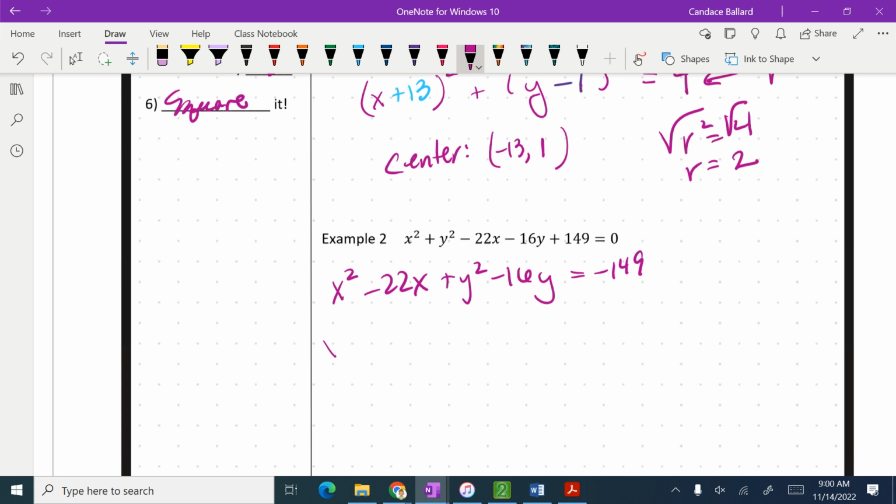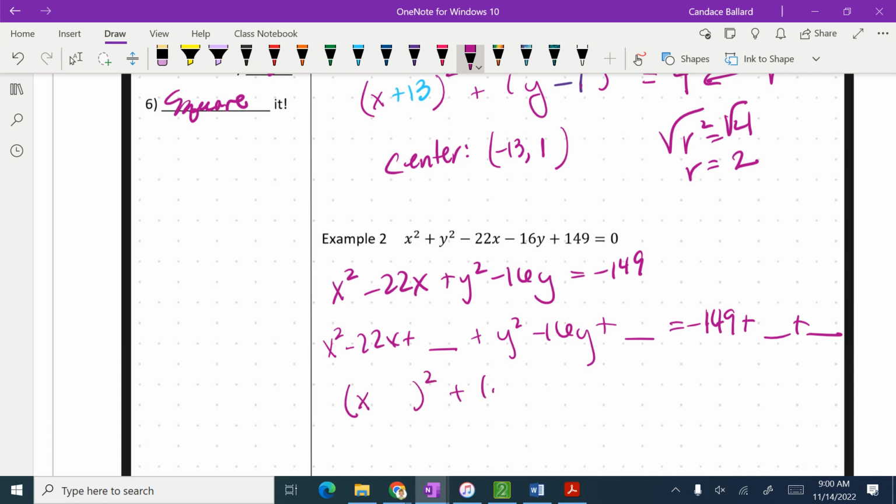All right, so we're going to go x squared minus 22x plus blank plus y squared minus 16y plus blank equals negative 149. How many blanks do we put on the right side? 2. Good. And then I'm also setting up the cheating factoring. So x something squared plus y something squared equals some number. All right. What am I supposed to do to the 22 now? Divide it by 2. So it's negative 22 divided by 2. Good. And then what do I do to the negative 11? Square it. What do we get? Good.